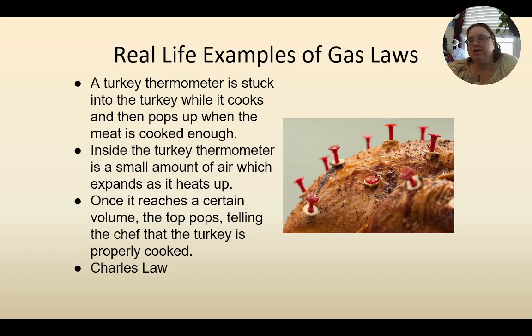And when that air gets to a certain temperature, as it's heating up, the volume is expanding just a little bit. Once that volume reaches a certain amount, the little red thing we see on the screen pops up, indicating that the temperature inside that turkey has reached that specific temperature. And therefore, it is safe to take the turkey out of the oven. It's cooked enough. The reason we know this is because the volume of the air is proportional to the temperature. If we increase temperature, the volume will increase.